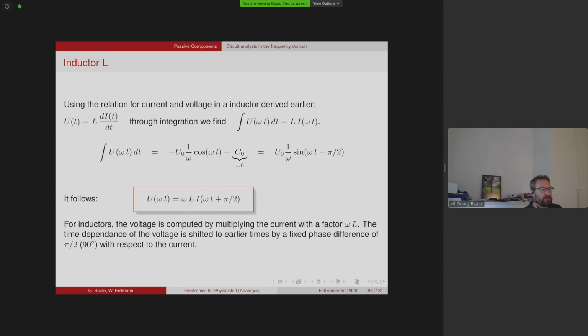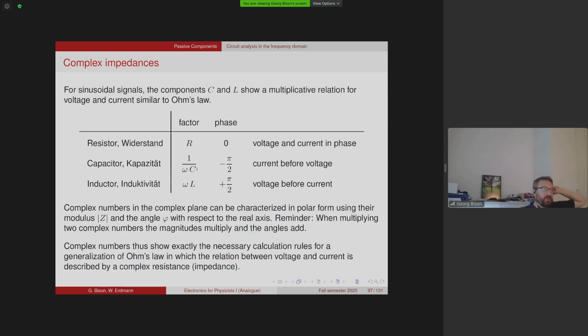And now this will allow us to define a more general Ohm's law. Yes, here one can remark that the voltage peaks at an earlier time than the current, and for the capacitor it was the other way around. And so here we summarize all those.